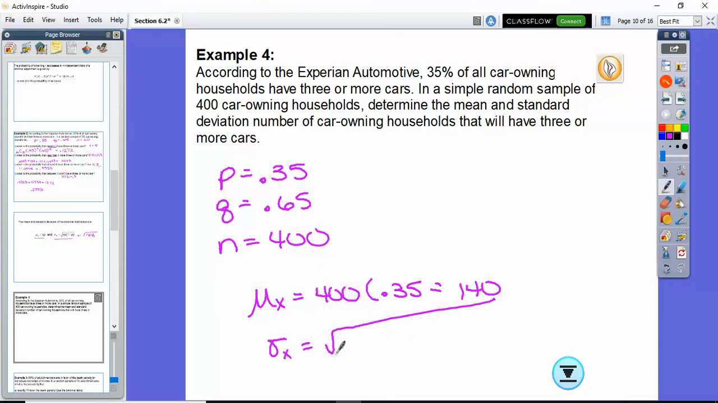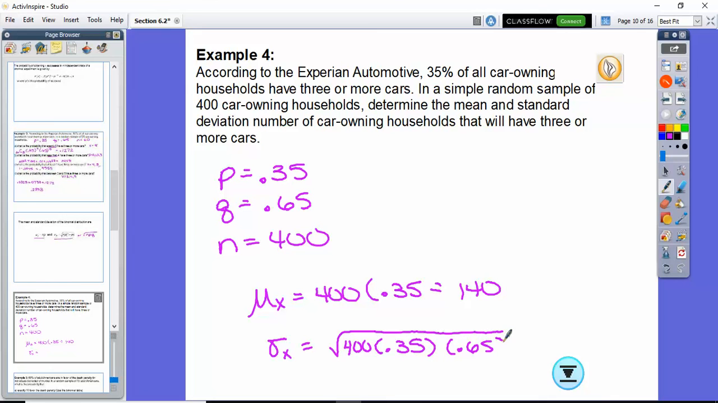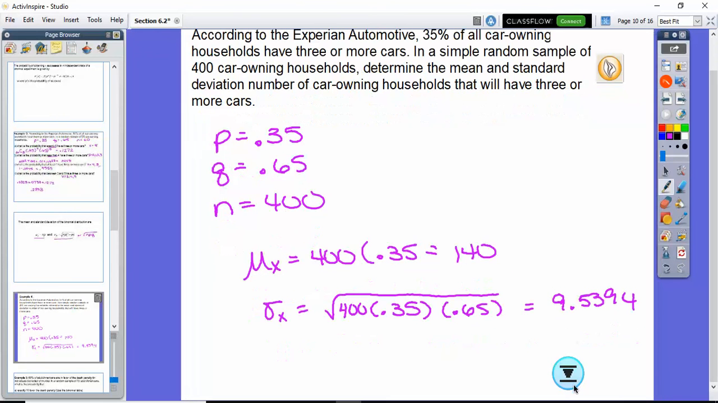Standard deviation is the square root of n times p times 1 minus p, which is the same thing as q. And I get 9.5394.